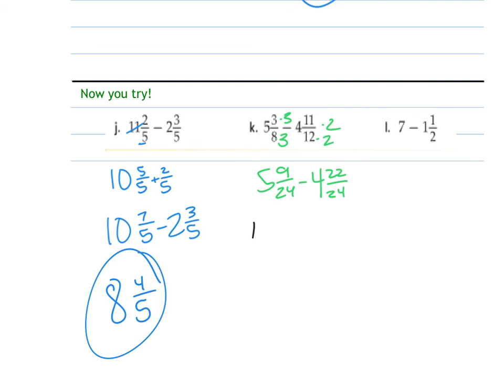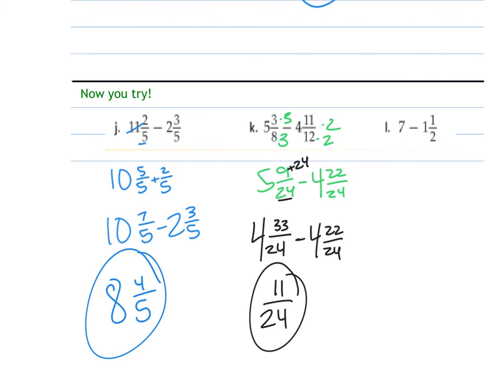So I make the whole number 1 less, which is 4. I take the denominator, which is 24, and I'm going to add that onto the numerator. 9 plus 24 would be 33/24 minus the 4 and 22/24. 4 minus 4 is 0, so then I just subtract my fractions. 33 minus 22 would be 11/24, which is in simplest form.